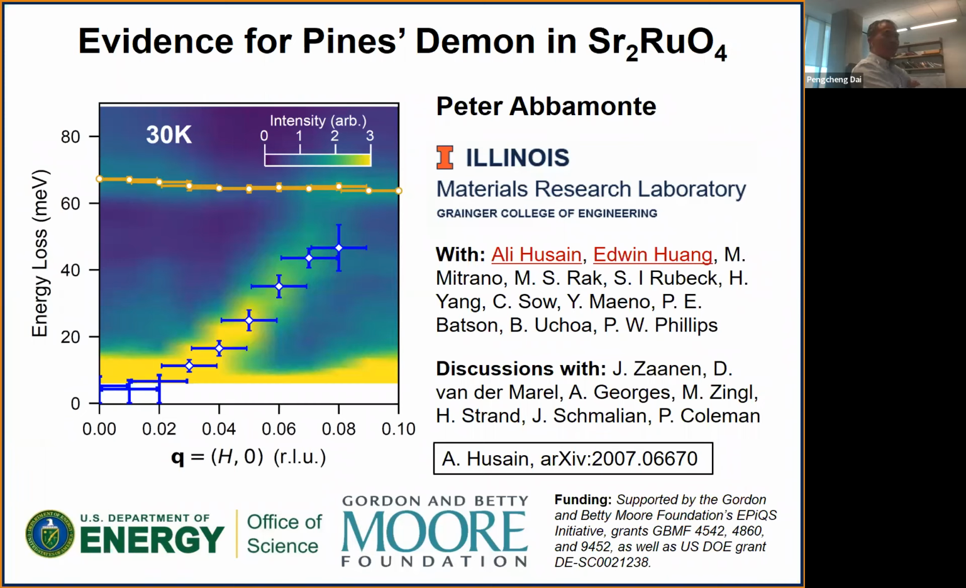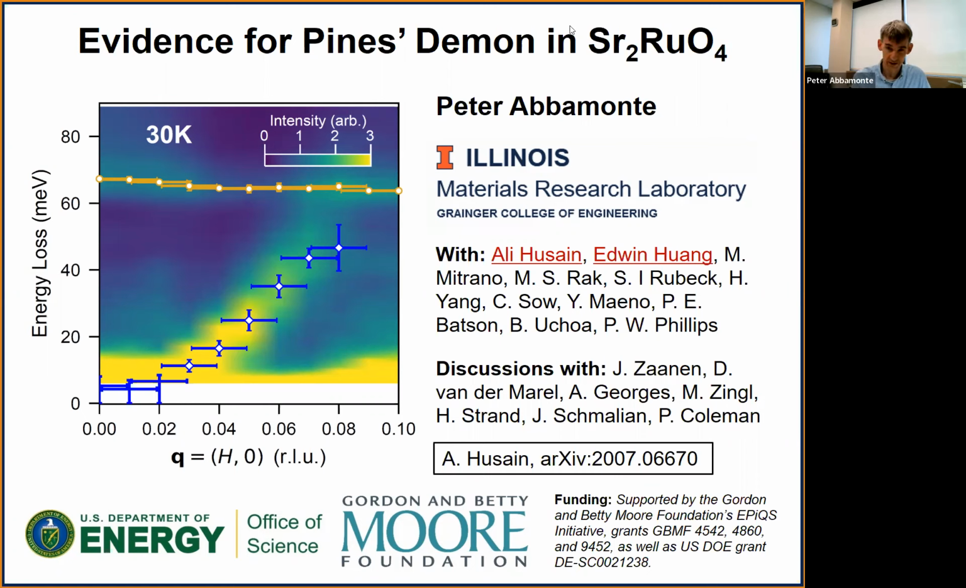Yes, thank you. Okay, so should I just start? Yeah, please. Okay, thanks everybody for zooming in. So I'm going to talk about a new result on this material, strontium ruthenate. It's an unconventional superconductor with a pairing symmetry that I think we all agree we no longer know. I'm going to talk about the normal state, the collective excitations at higher temperatures.